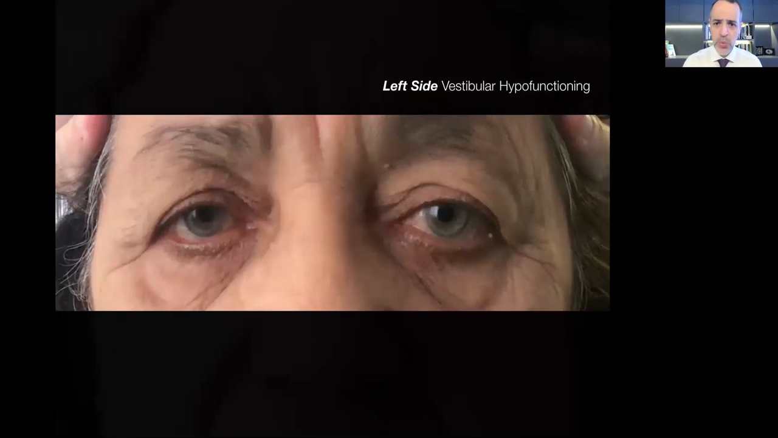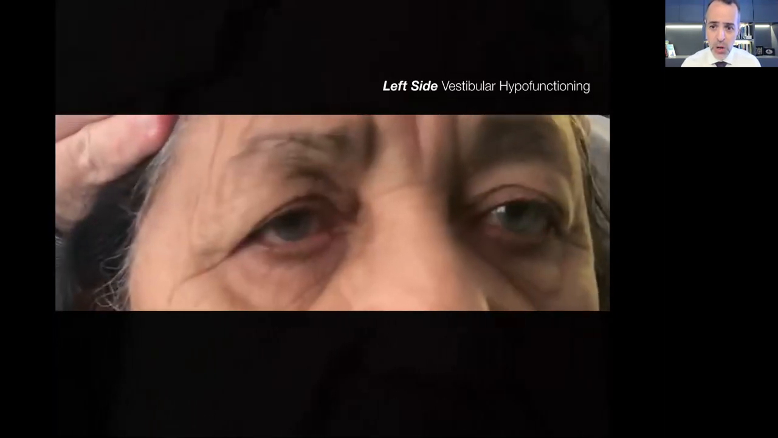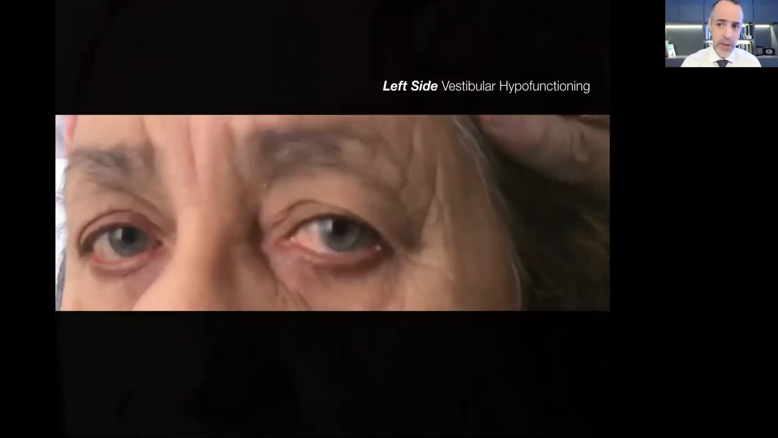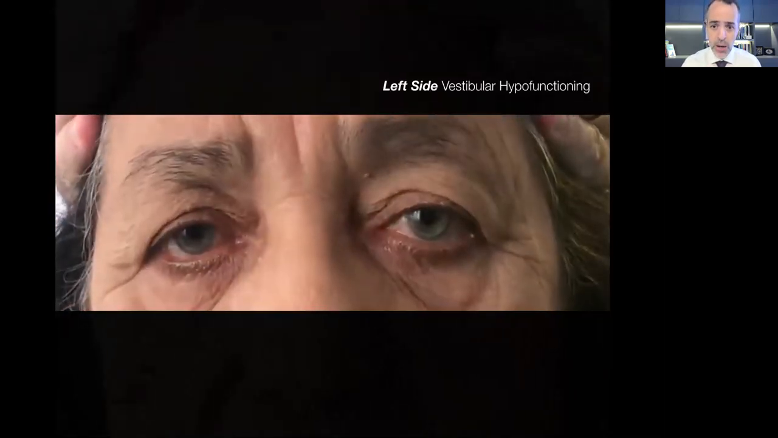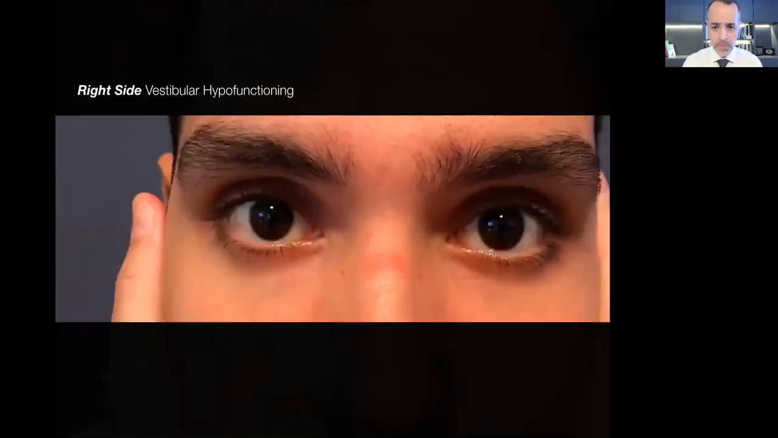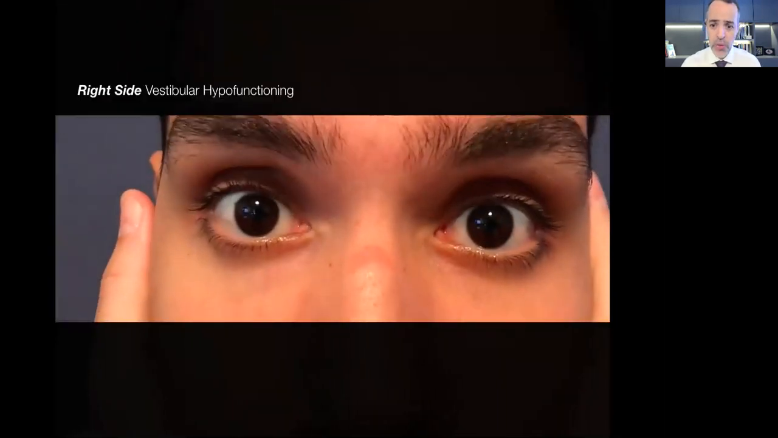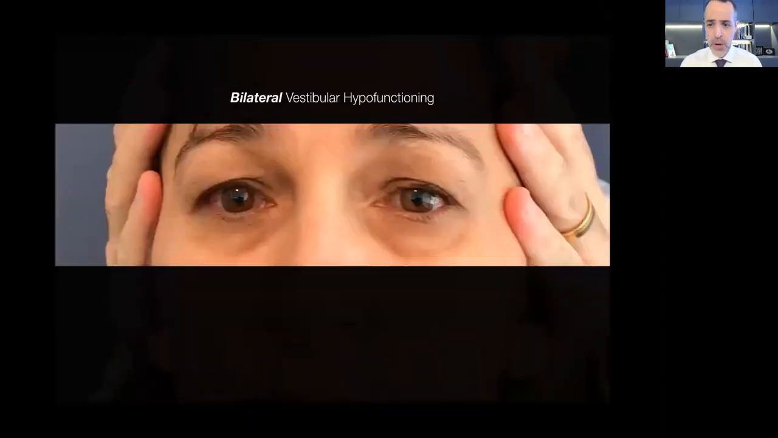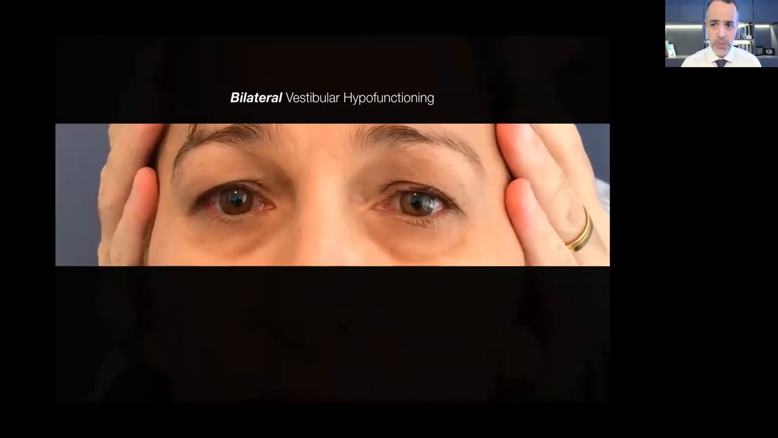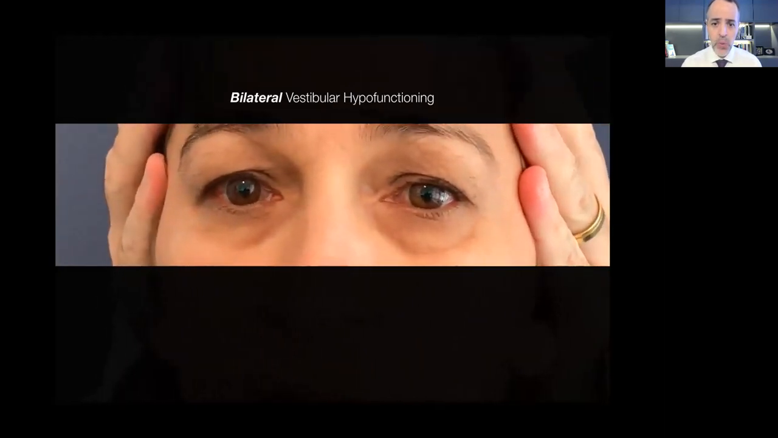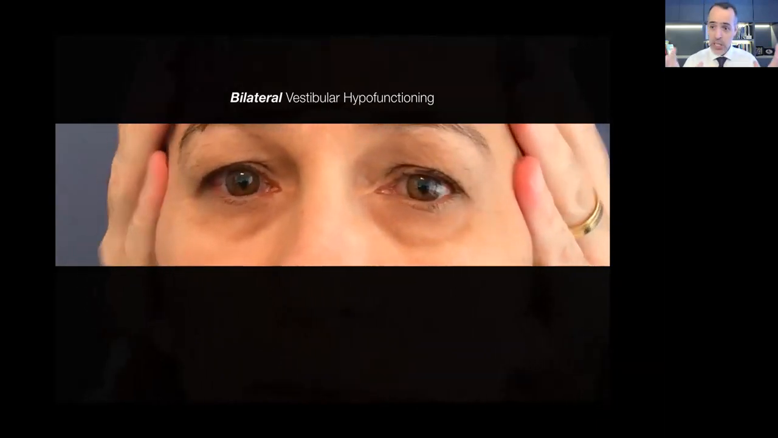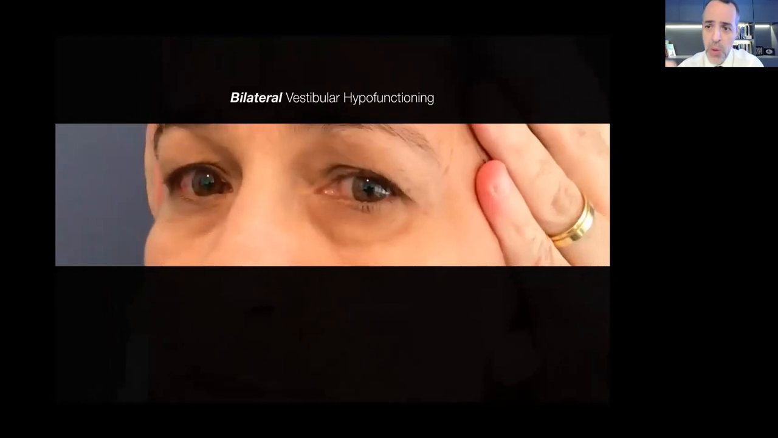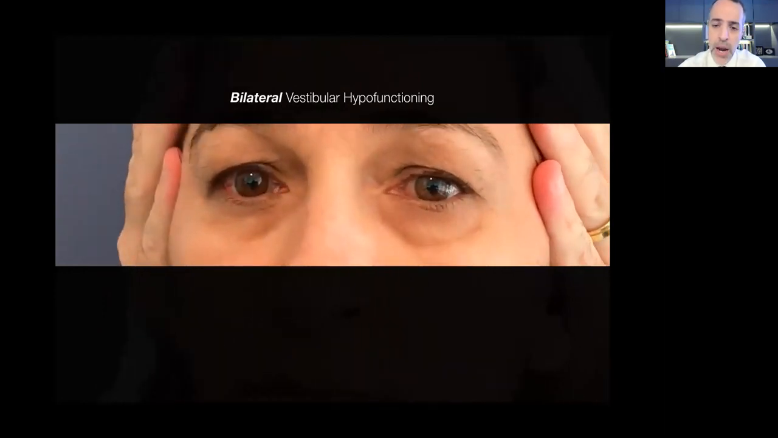And you see he got a normal VOR response on both sides. This is a patient with a left side vestibular hypofunction. So, oops, you move the head to the left and you see a saccade. The right side seems okay, the left side is broken. This is a patient with a right side vestibular hypofunction. Oops, the right side is broken, the left side is okay. And this is a patient with bilateral vestibular loss, so the right side is damaged and the left side is also damaged. So this is the clinical head impulse test. This is what Drs. Halmagyi and Curthoys described back in 1988.